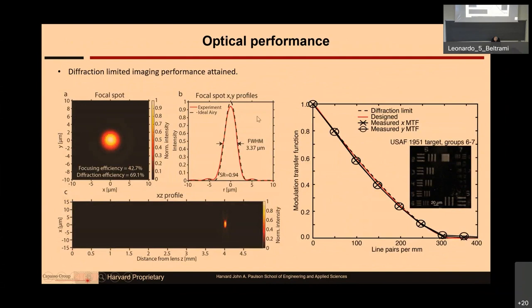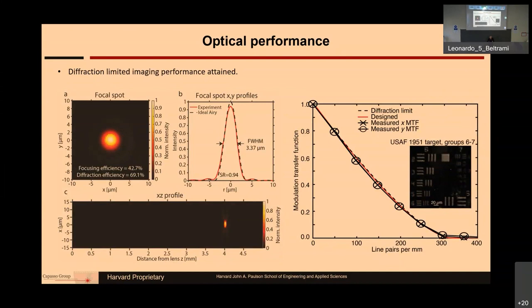Now we have a professional setup to measure the so-called modulation transfer function. When you take the point spread function, which is the intensity distribution along the optical axis, you can take the modulus of the Fourier transform, and that gives you the ability to separate individual features, right?